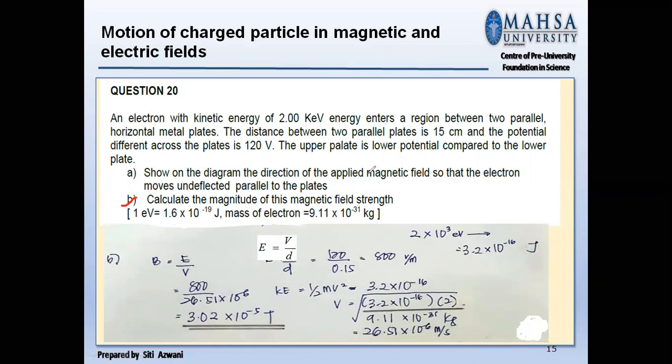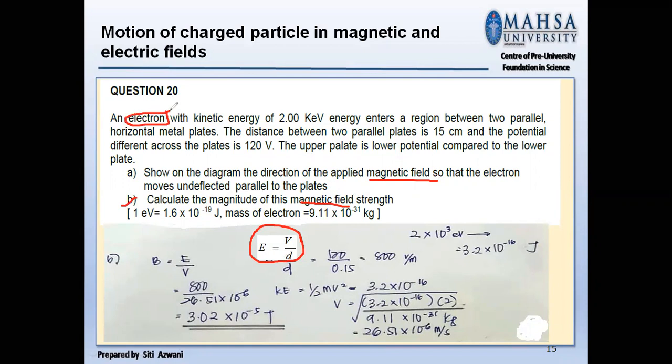If you refer to your question a, you apply the magnetic field B so that the electron moves undeflected, parallel to the plane, in a straight line. So they want you to calculate the magnetic field B. First, you need to calculate the value of the electric field E applied to your charged particle. Now you have an electron.